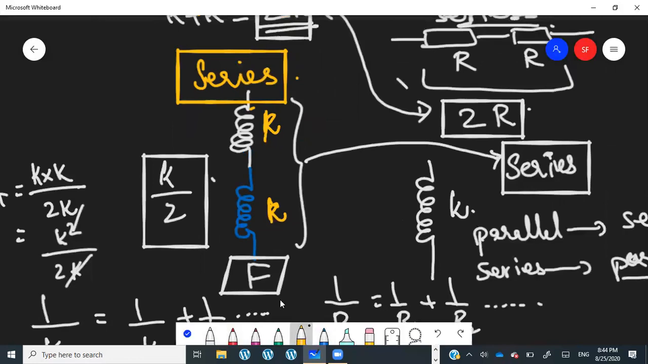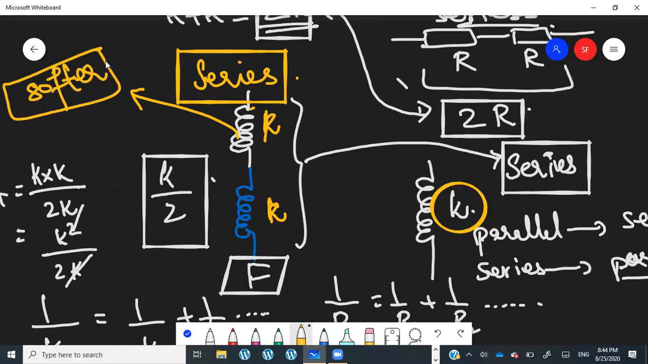So now, since the spring constant is less, it is half the original spring constant. Can I say that these two springs, when attached in series to one another, become softer to extend, they become easier to extend, they become less stiff?